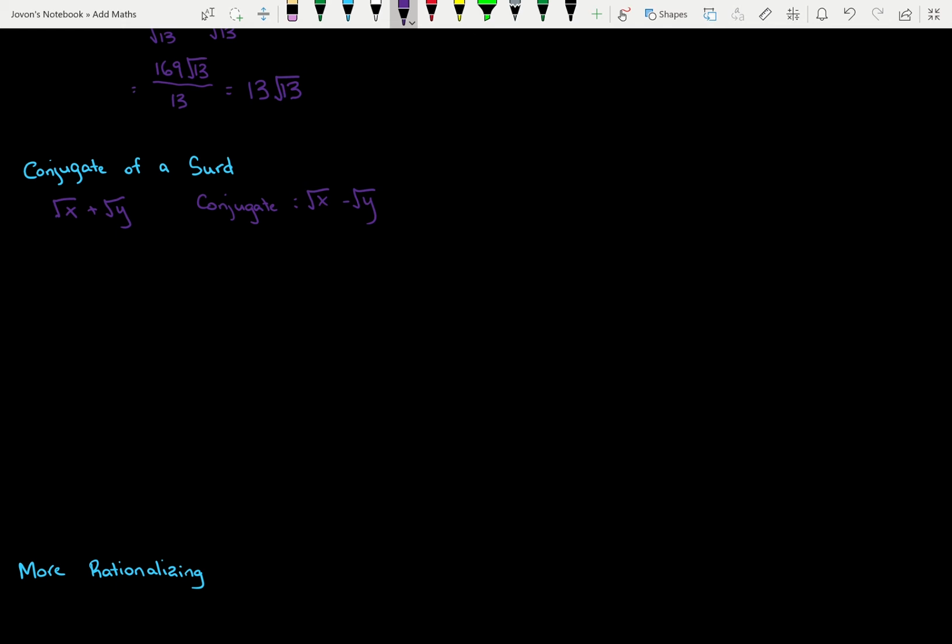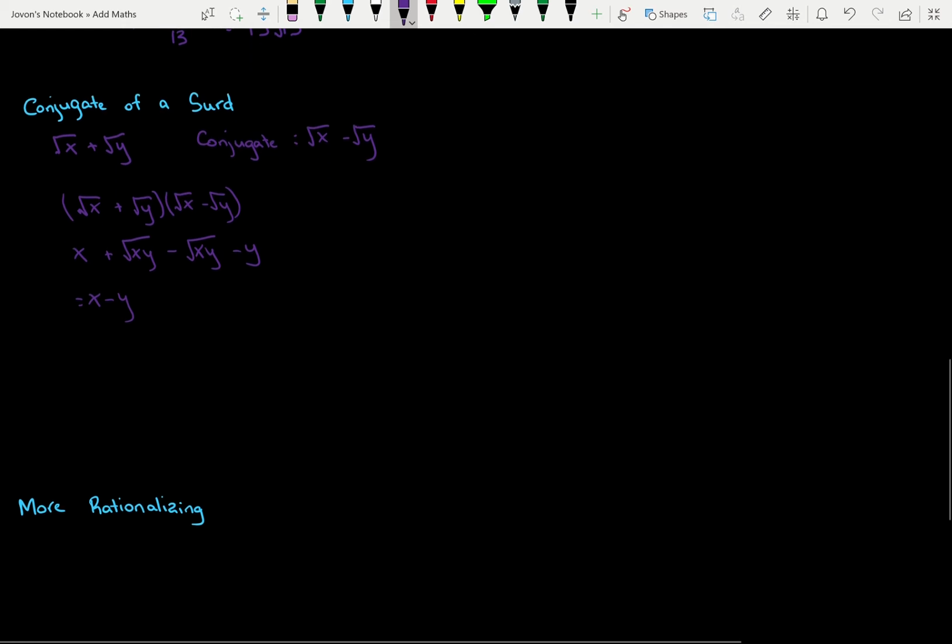And let me tell you what's the point of this now, okay? The point of this is that when we multiply a surd by its conjugate, what you'll get is root x multiplied by root x, which is x, plus root xy minus root xy minus y, which is equal to x minus y. So you don't even have to go through this expansion, because what you'll always get when you multiply a surd by its conjugate is x minus y.